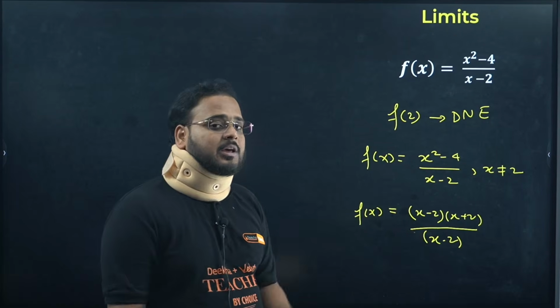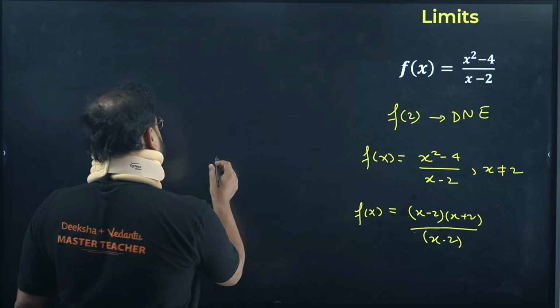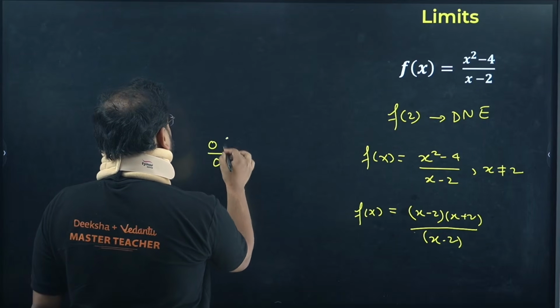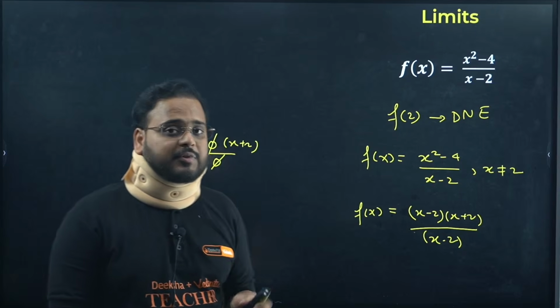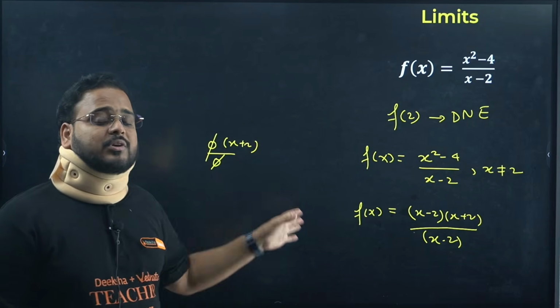Because if somebody says to you, what if x is equal to 2, sir? Then we'll have 0 and 0, and 0 and 0 will cancel. No, this is wrong. We cannot cancel 0 and 0. 0 by 0 is an undefined form.